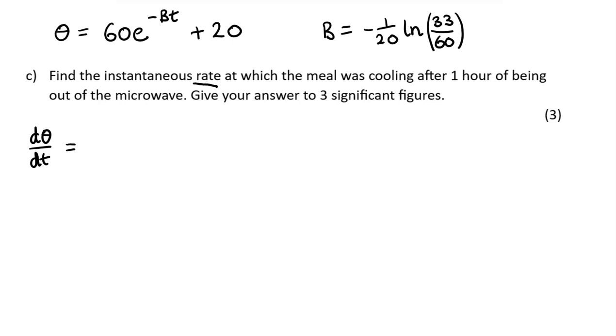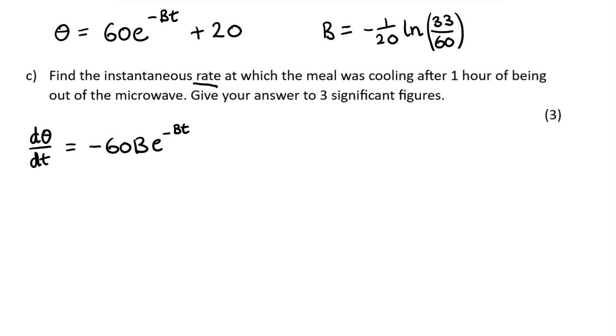So remember, when we differentiate exponential functions such as this one, what we're going to do is multiply by the coefficient of t. So we're just going to multiply this by minus b. So this will become minus 60b e to the power of minus bt. Leave that e to the power of minus bt alone. It's not a case where we take one from the power. We're just going to multiply by the coefficient of t. When you differentiate 20, that just goes to 0.